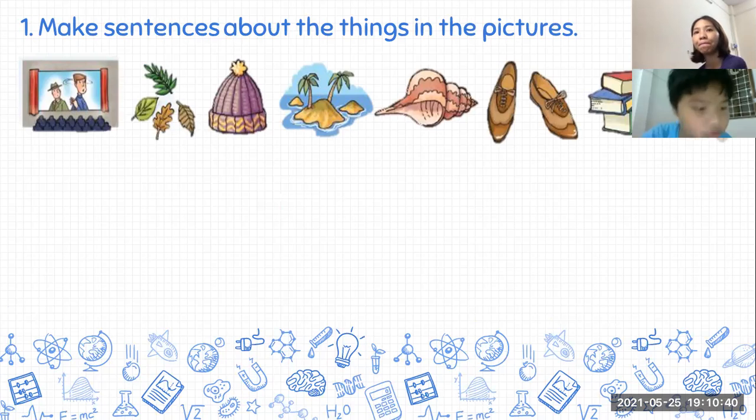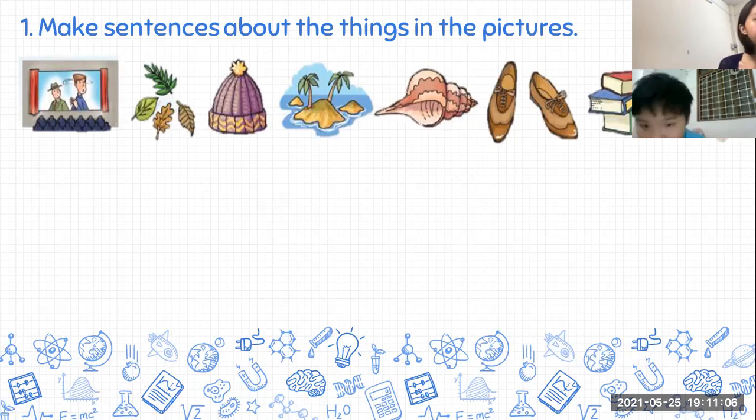Number three. Number three is a hat. Number four. Number four is a beach on Iceland. Island, not ice. Iceland. Con sẽ đọc cái từ đó là island thôi. Okay. How about number five, Hong? Number five, shell, good. And number six. Number six, shoes, not a shoe.